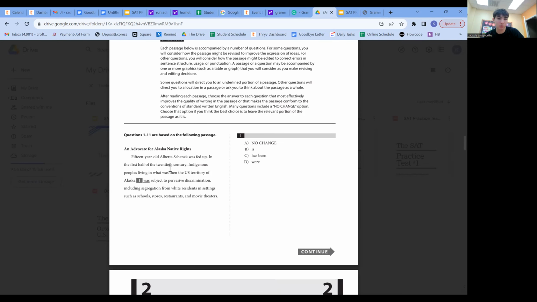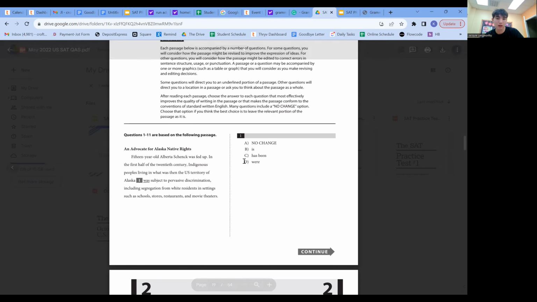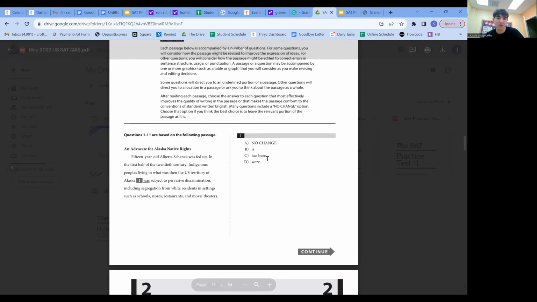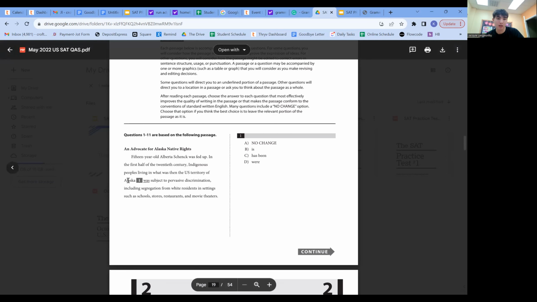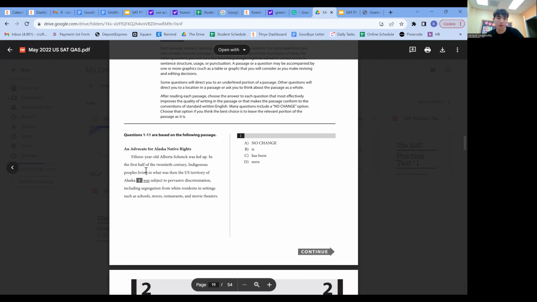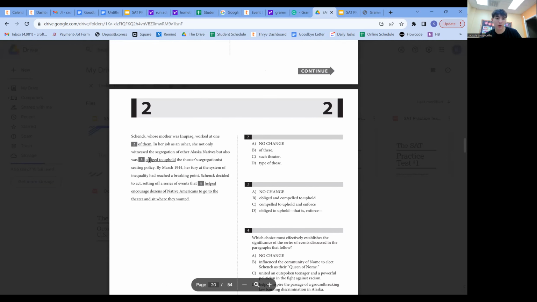Okay. Indigenous peoples living in what was then the U.S. territory of Alaska was subject to pervasive discrimination. Number one is going to be D. Was doesn't apply because it's peoples, which is plural. Has been doesn't apply because, again, plural. Is doesn't work because, again, plural. Peoples is a plural, so you gotta go with D for one.